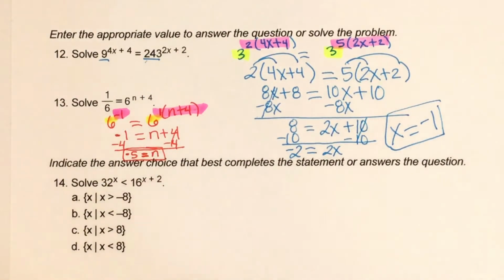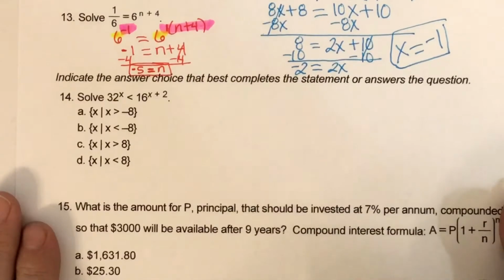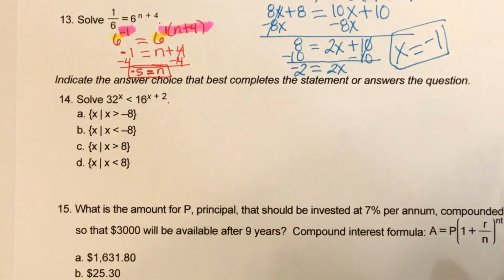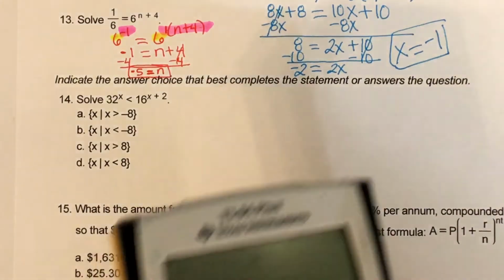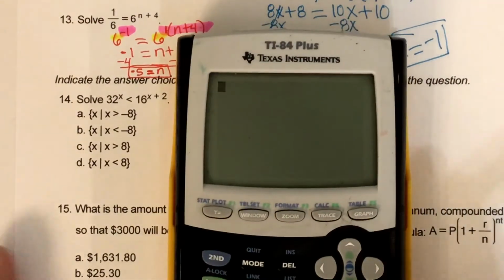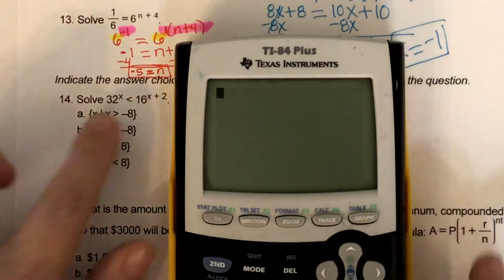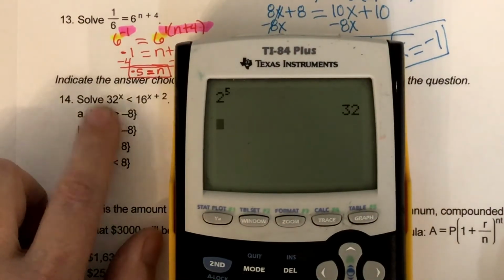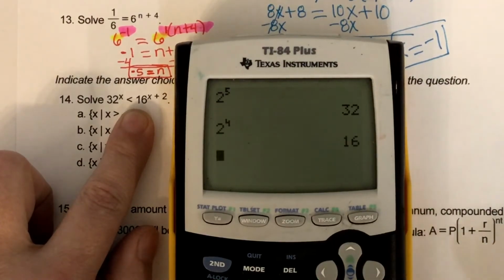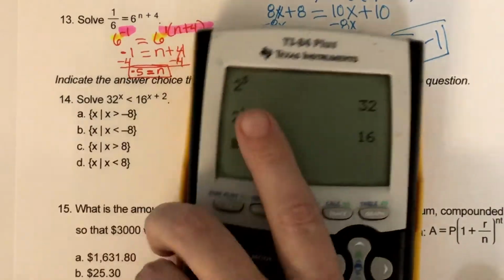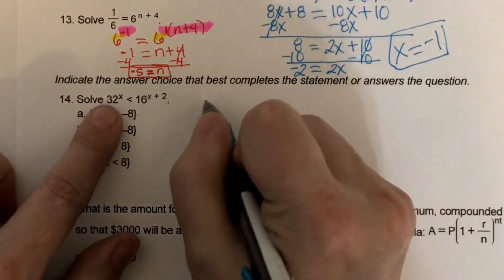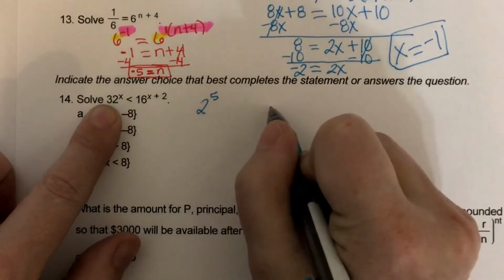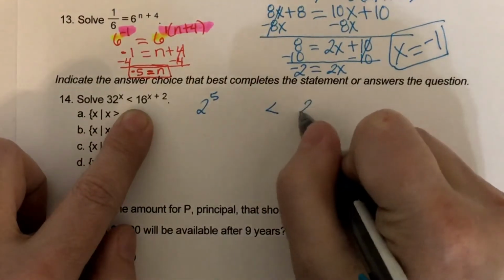Okay, 14, same kind of thing. All right, now what base will they be? What do you guys think? A base of 2, a base of 4, a base of 8. I say let's try the 2. 2 to the 5th, got the 32. 2 to the 4th, got the 16. There it is. This is 2 to the 5th, this is 2 to the 4th.